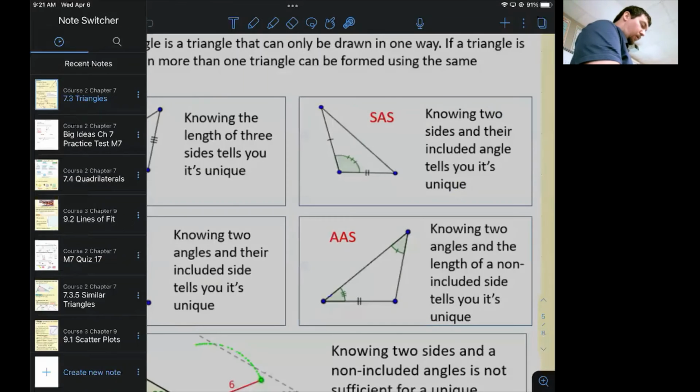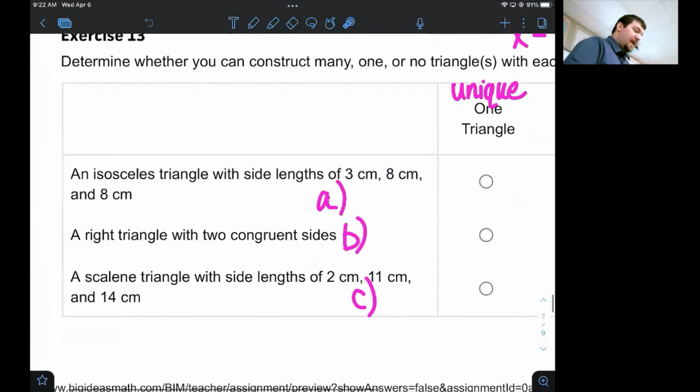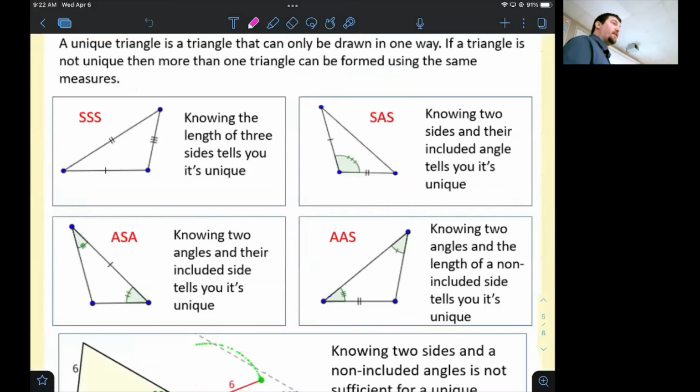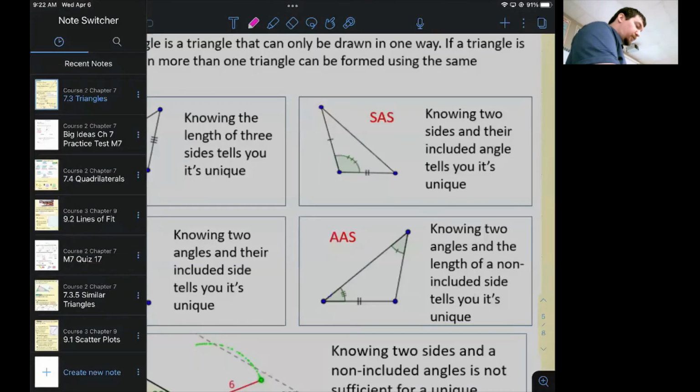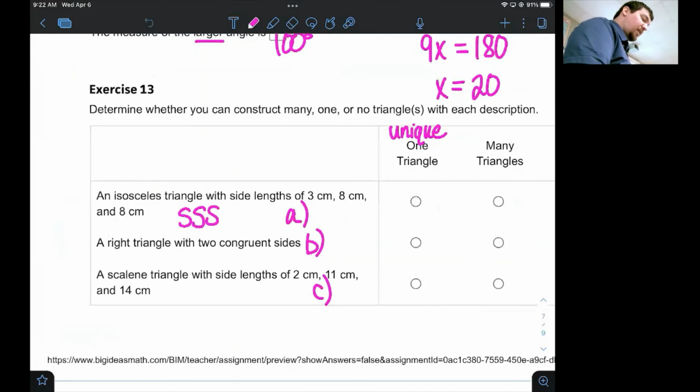So let's go back to our problem here. An isosceles triangle with side lengths 3, 8, and 8. They gave me a side, they gave me a side, they gave me another side. I've already checked this can make a triangle. Is this unique? Yes, because a side, side, side is actually the very first type of unique triangle you have. If I give you the 3 side lengths of a triangle and say, hey, make a triangle, every one of your triangles will look exactly identical because there's only one triangle in existence like that one. Okay, so you can say one, or you could say unique for the first part, letter A.